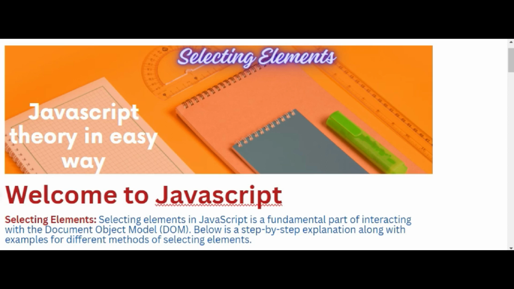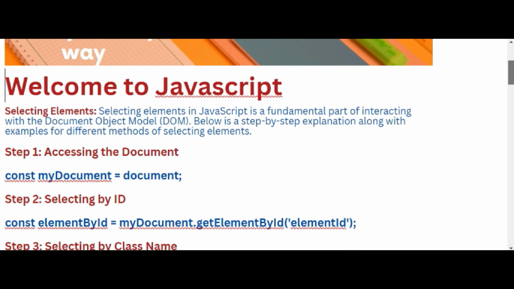So now in this chapter I'm going to tell you about selecting elements, guys. Selecting elements in JavaScript is a fundamental part of interacting with the Document Object Model, and below this there is a step by step explanation along with an example for the different methods of selecting elements. I showed you, so I'm going to tell you about them one by one.